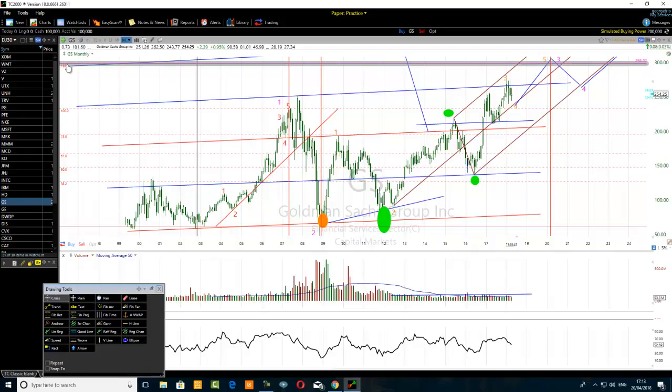Very, very important. If it fails to go above that level, we will call this supposed to be a trending phase, this supposed to be a third wave of a higher degree, the X wave, and we will forecast that Goldman Sachs will go into a corrective phase, forming a gigantic WXY wave, W as the flat correction.